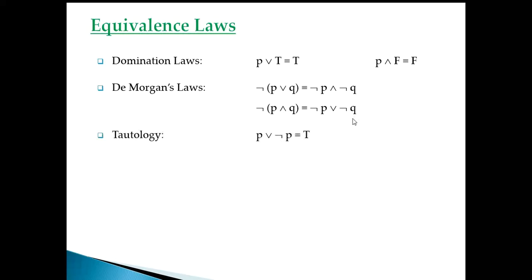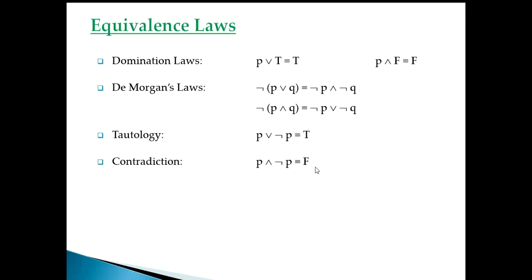Next one is tautology. What is a tautology? Tautology means we get all values true. So in the earlier tautology we saw that P or negation of P is equivalent to T, right? Next is the contradiction. If we take P and negation of P, that becomes false. So that is the contradiction.